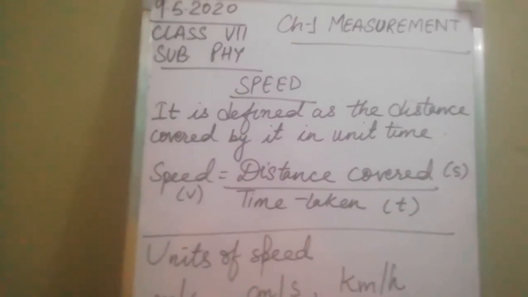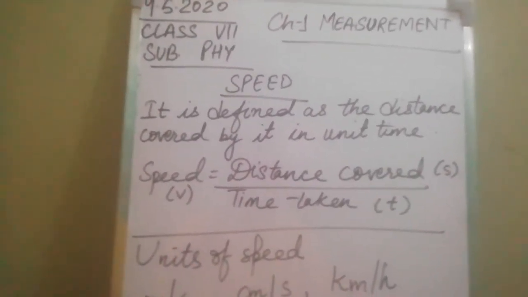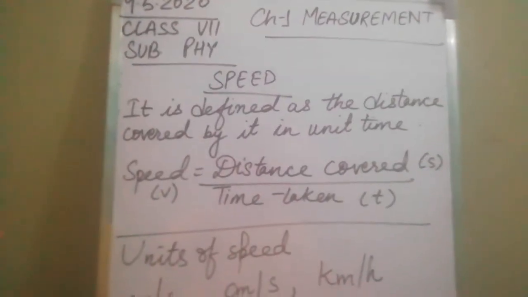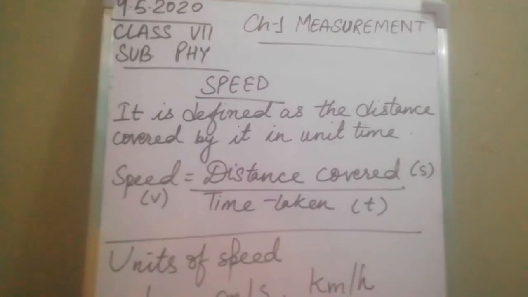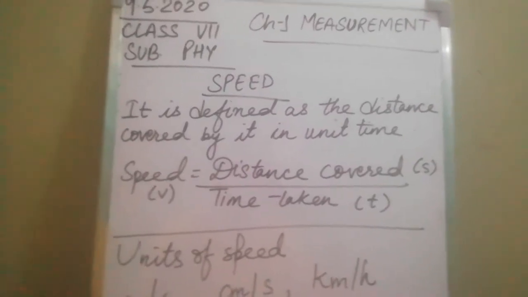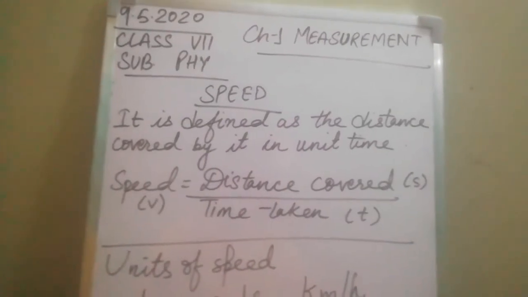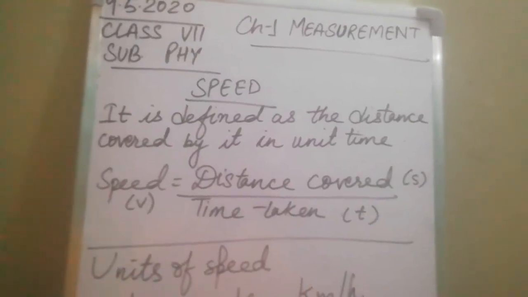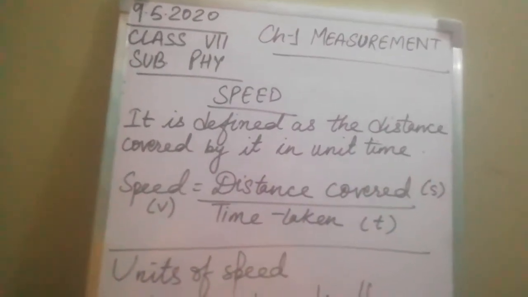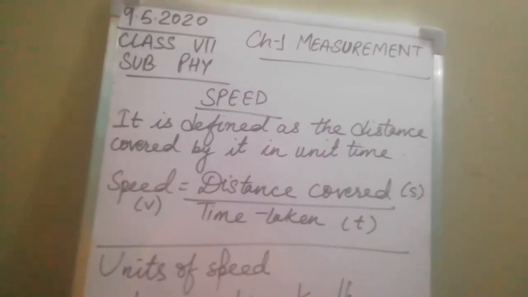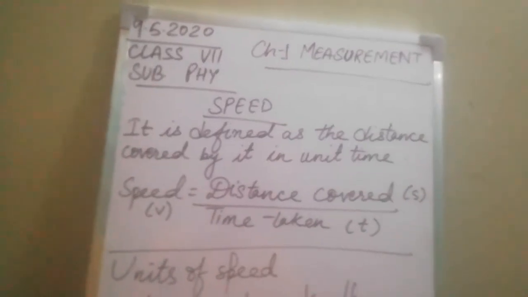Now our new topic to discuss is speed. See children, an object can either be at rest or in motion. If it is in motion, what does it mean? An object is said to be in motion if it is changing its position from time to time. We see many different objects in motion. For example, when you go to a park, you see many children running in the park. They all are in motion.